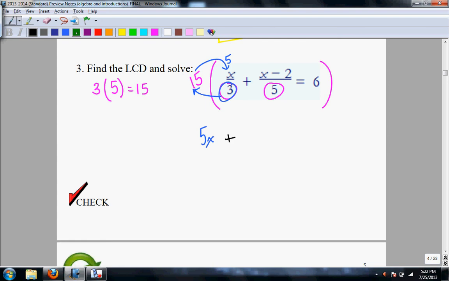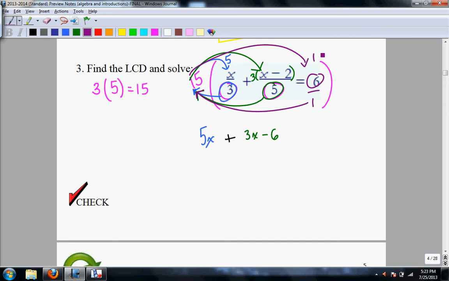Plus, circle the 5. 5 goes into 15 3 times. I'm going to bring the 3 around this way. Now this is where it gets tricky because you have to multiply both terms. So we have 3x minus 6. And the last one, technically there's a 1 down here. 1 goes in there 15 times, so we have 15 times 6. So that equals 90. Now we've said goodbye to the fractions.